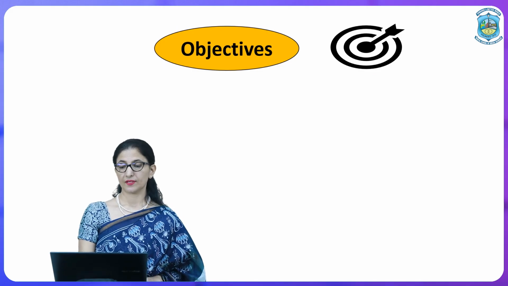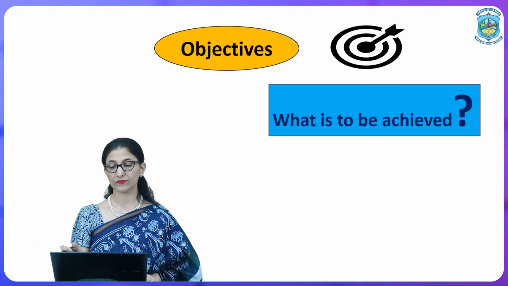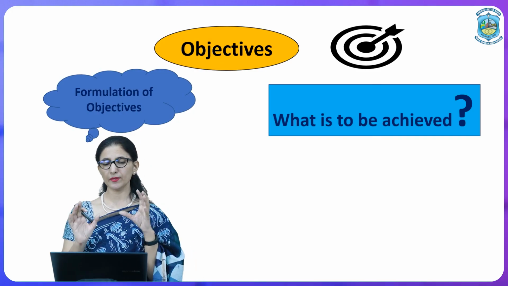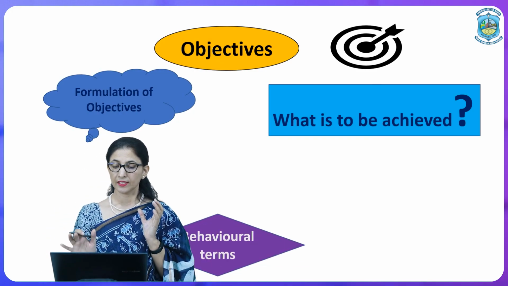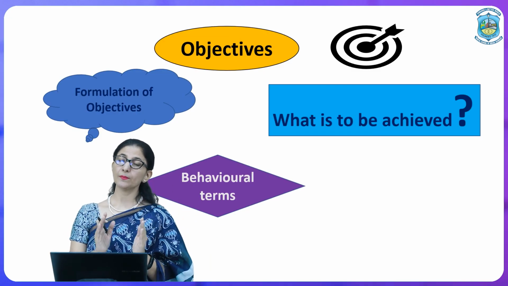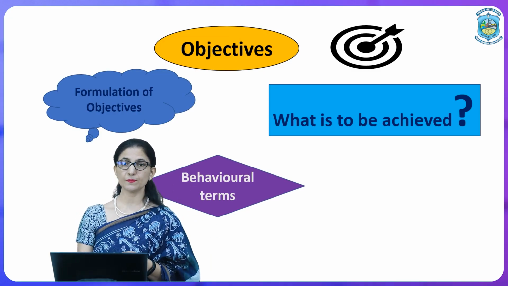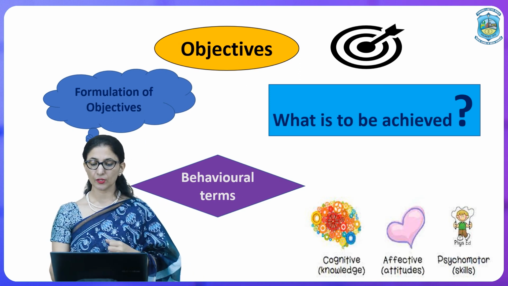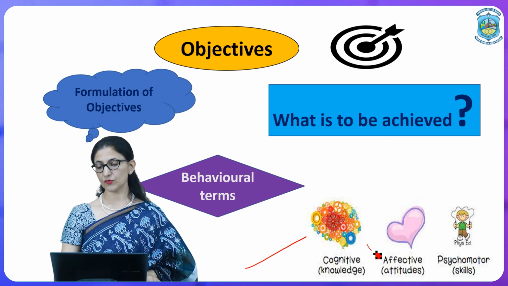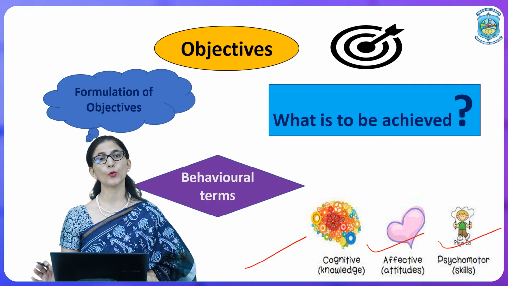Objectives means what is to be achieved. It's very important that when objectives are formulated, they should be based on behavioral terms. So what are these behavioral terms? We have to consider the cognitive domain, the affective domain and the psychomotor domain.